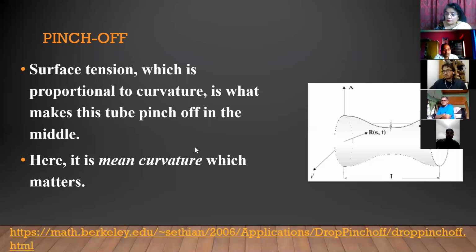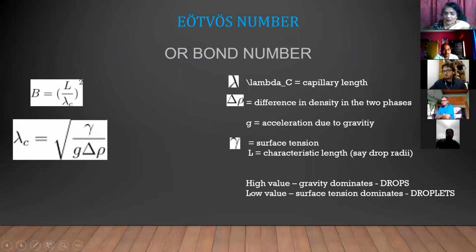One last equation in this that I would like to state is what is called the Bond number, which is related to the capillary length. Now, what this tells you is that there is this Bond number which is given by some characteristic length, say the drop radius, divided by the capillary length. The capillary length itself is a function of the surface tension and the density of the fluid, etc.